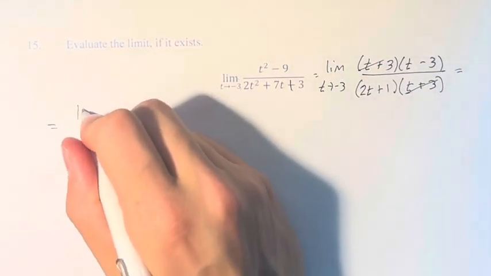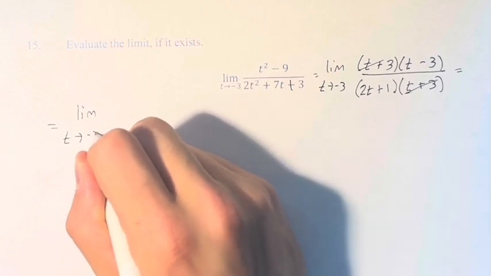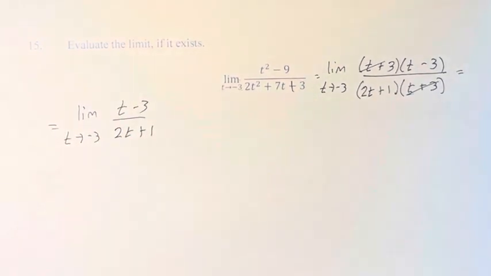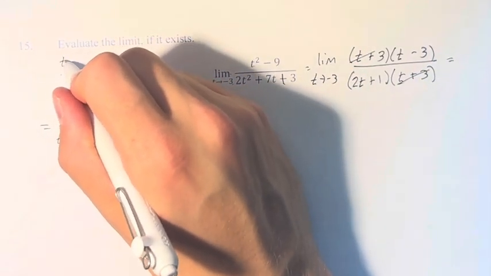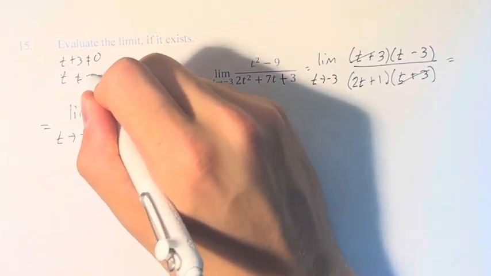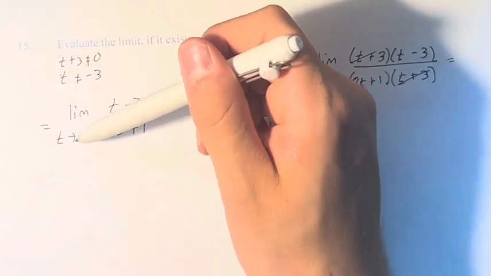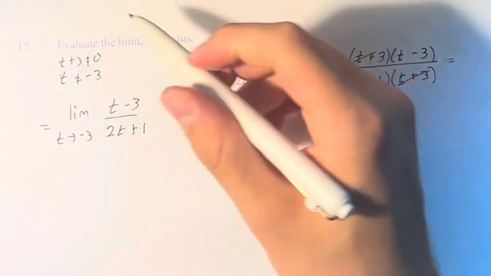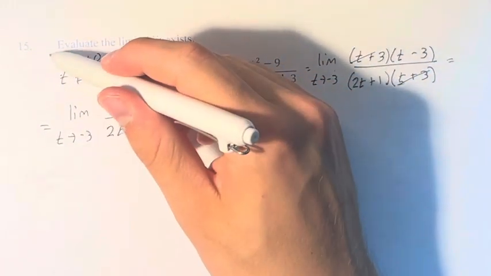we can say that this is equal to the limit as t approaches -3 of (t minus 3) over (2t plus 1). We do have the added domain restriction that t plus 3 cannot equal 0, and therefore that t cannot equal -3. But since we're only looking at the behavior of the function as it approaches -3, and not at -3, this domain restriction doesn't even matter.